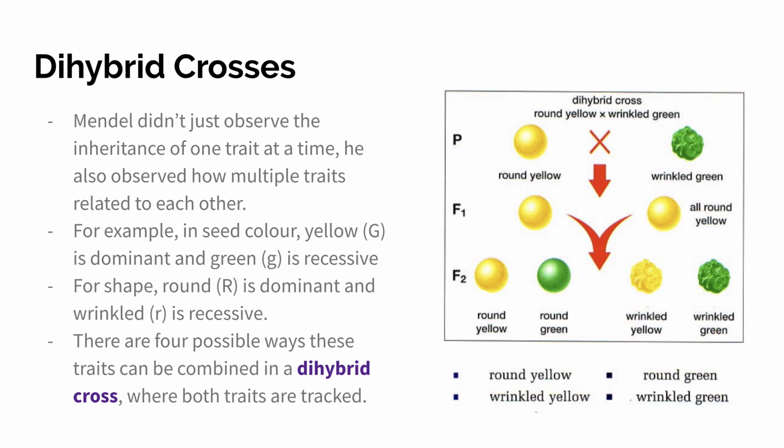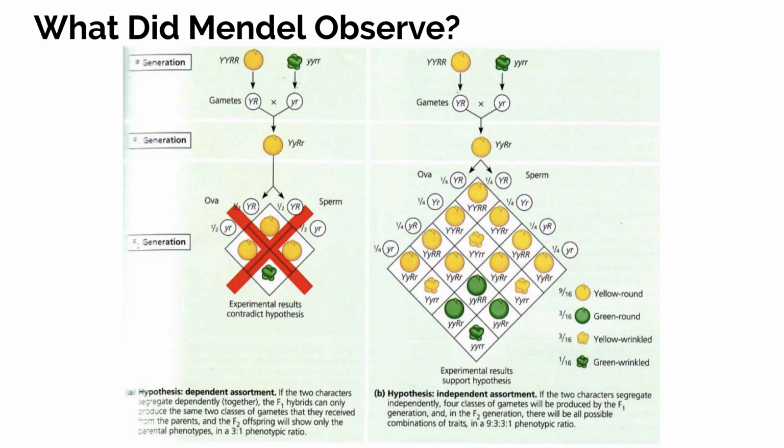What happens? Do we only get yellow and round peas and wrinkled and green peas? Or do we get all 4 possible phenotypes? Well, what we do see is all 4 possible phenotypes. The shape and the color genes do not influence one another's inheritance.